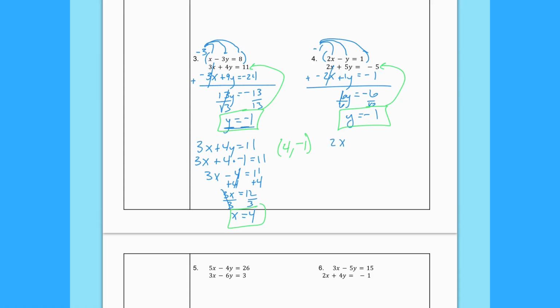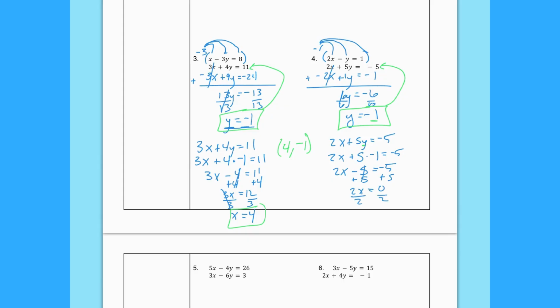So that's going to be 2x plus 5y equals negative 5. But we're going to replace that y with the negative 1 it equals. So 2x plus 5, but instead of times y, it's now times negative 1, is equal to negative 5. And then we solve. Negative 5 times negative 1 is negative 5. We add 5 to both sides. That's going to give us 2x equals negative 5 plus 5, which is 0.